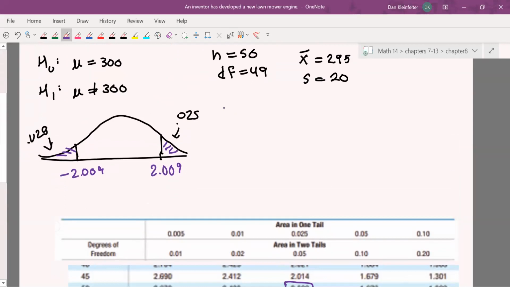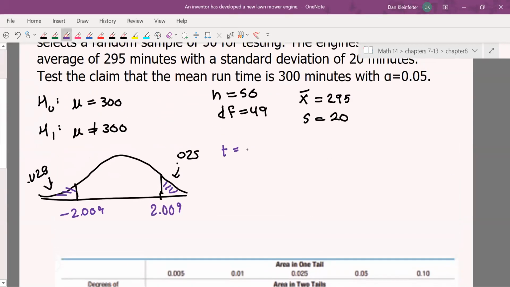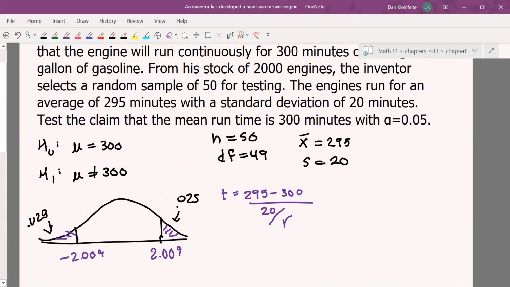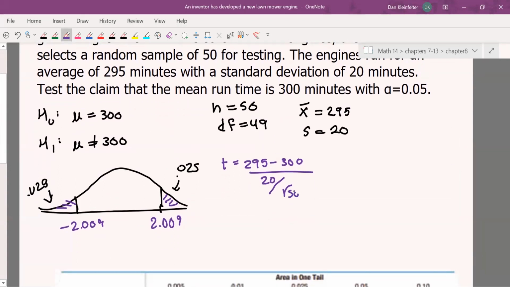And next up, we need the test statistic. So that will be our sample mean, which was 295 minutes. The hypothesized mean was 300 over S over root N. And there were 50 engines that were tested. So let's go ahead and calculate that. Negative 1.77 for that.